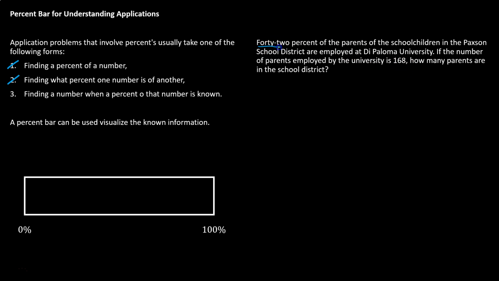We know 42% of the parents are employed at the university. So let's just put a 42% line. We know we're working with 42%. Those are the people that are employed at the university. Then it goes on to say if the number of parents employed by the university is 168, we know that the 42% corresponds to that 168 parents. So those two numbers pair up well. The only number we don't know is how many parents are in the school district, the total number of parents in the school district. So in this case, we are looking at a question like part 3.